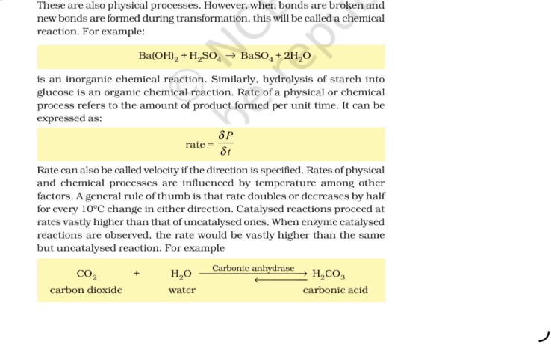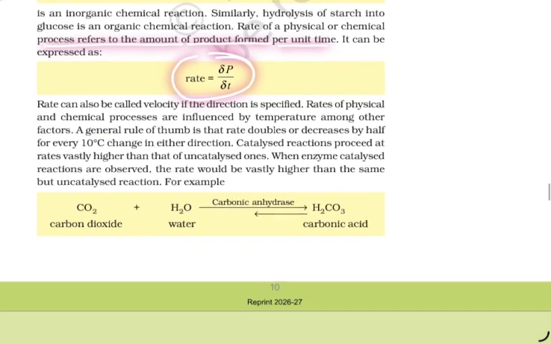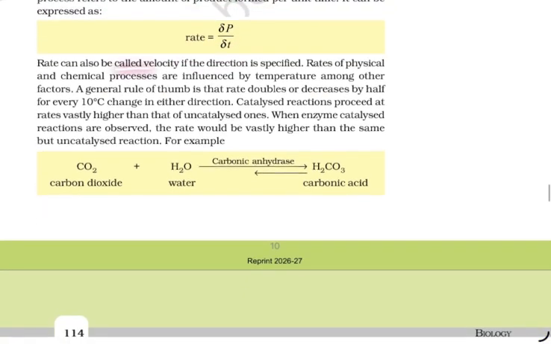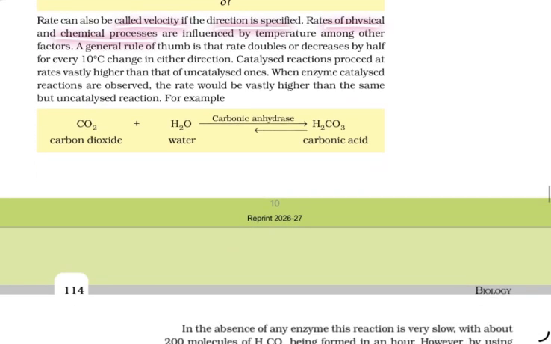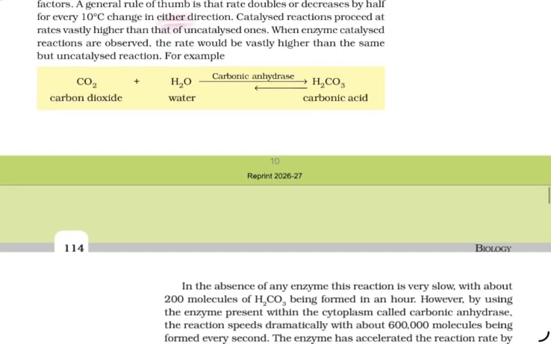For example, Ba(OH)2 plus H2SO4 gives BaSO4 plus 2H2O is an inorganic chemical reaction. Similarly, hydrolysis of starch into glucose is an organic chemical reaction. The rate of a physical or chemical process refers to the amount of product formed per unit time and is expressed as delta P by delta T. The rate cannot be called velocity unless the direction is specified. The rates of physical and chemical processes are influenced by temperature along with other factors. A general rule of thumb is that the rate doubles or decreases by half for every 10 degrees Celsius change in either direction.